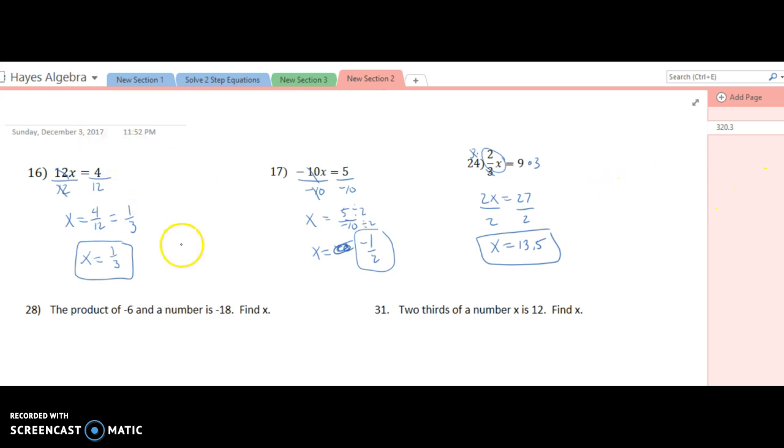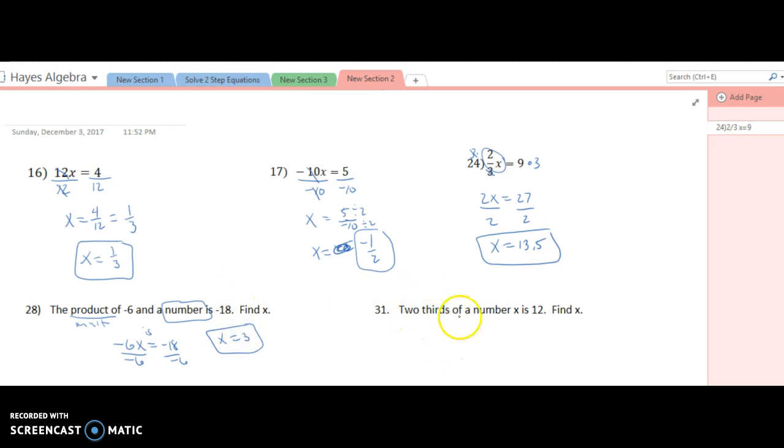Okay, now 28, the product of negative 6 and a number. If we don't know the number, what do we use? X. What does product mean? Product means multiplication. So they're basically saying if I take negative 6 and x, I multiply them together, the is tells me it should equal, right? Remember, is means equal, negative 18. What do I do to get x by itself here? Divide by negative 6, and x is equal to 3.